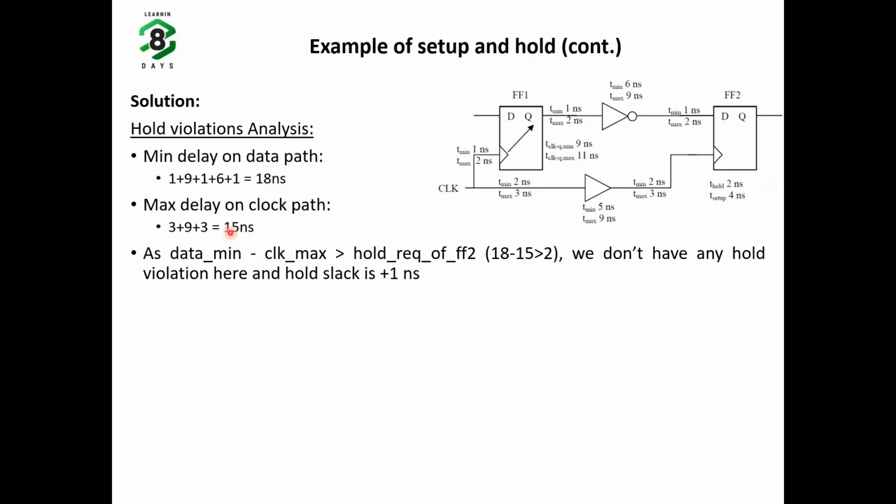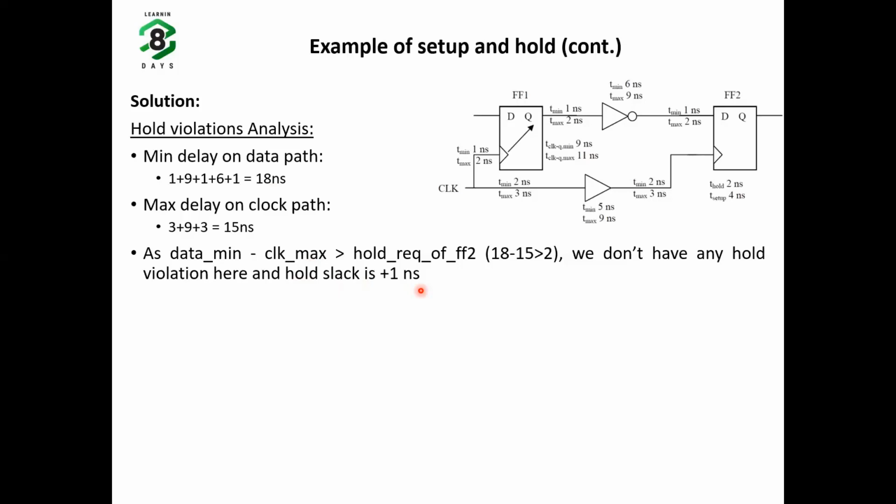So clock is reaching at 15 nanoseconds and the hold time is 2, which means I should not corrupt the data until the 17th nanosecond, and our data is arriving at the 18th nanosecond. So we don't have a hold violation here. And we are having a relaxation of 1 ns. Data can arrive at 17 ns as well for this circuit not to have any hold violation, which makes me put that hold slack is plus 1 nanosecond, right?